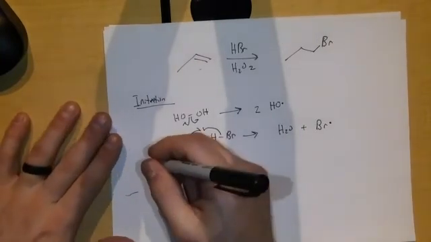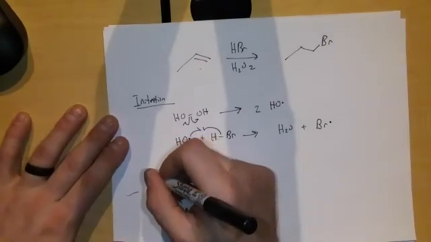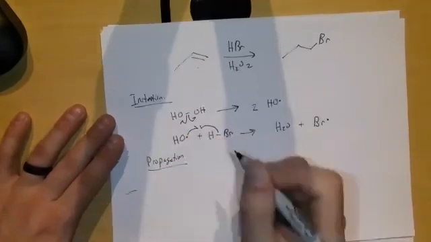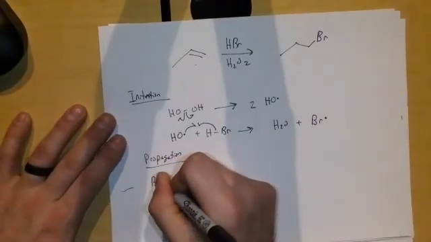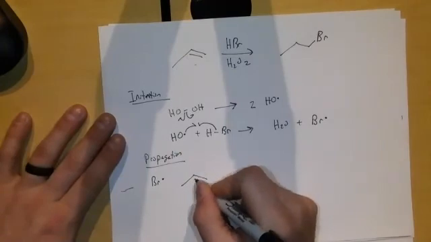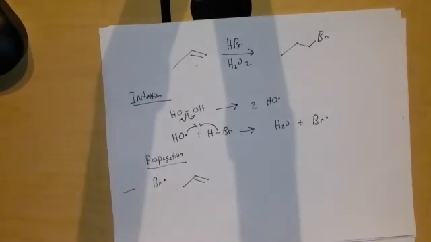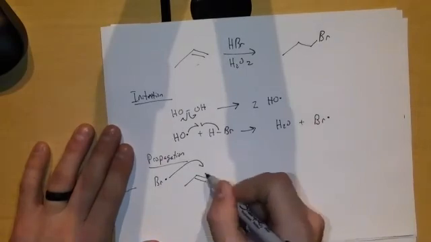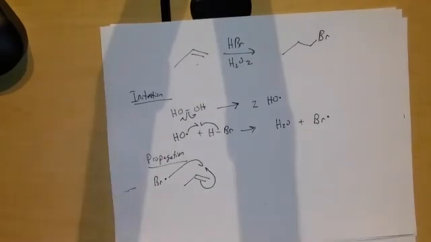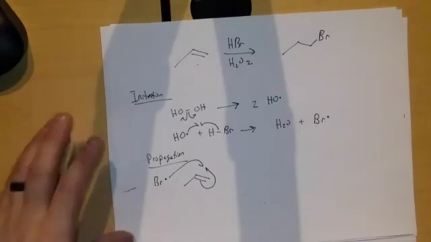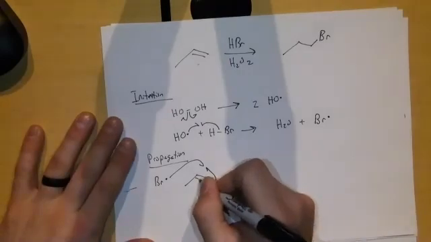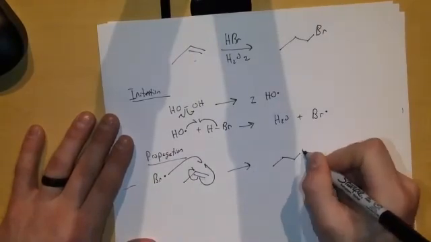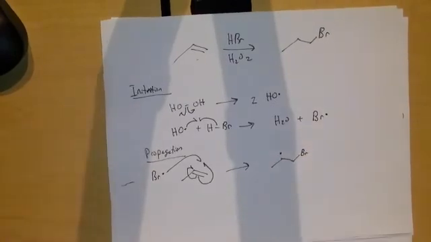In our propagation step, we're going to take this Br radical and we're going to react it with our alkene here. And when we do this, we're going to form a bond between the Br and our alkene, and then the other electron is going to get kicked to the more stable position, which is going to be this secondary center here. And that's going to give us this radical.